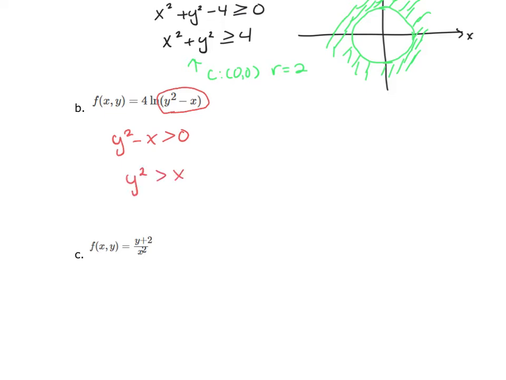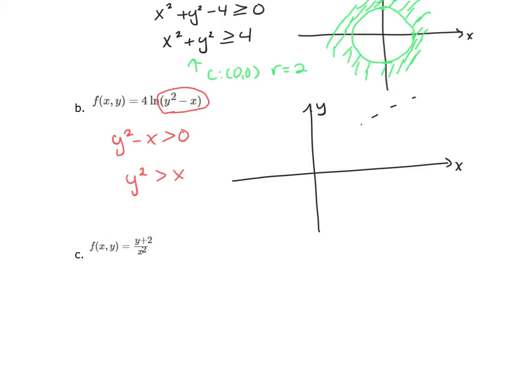Well, y squared greater than x, this is a parabolic shape. So I'm going to go ahead and draw this parabolic shape. This is a parabola on its side. So again, this is kicking back to pre-calculus 2 of conic sections. So this is a parabola on its side facing the positive x direction. So here's y and here's x.